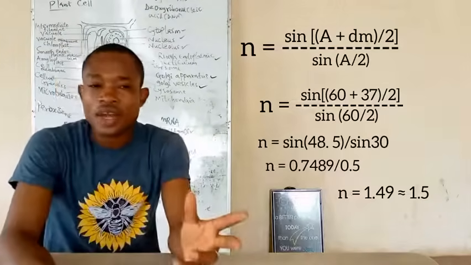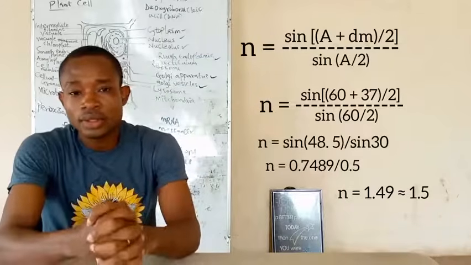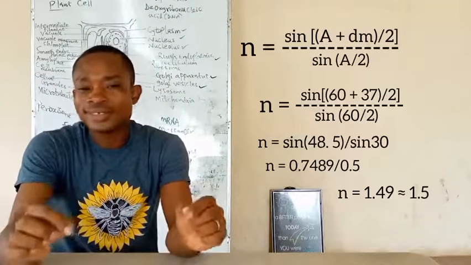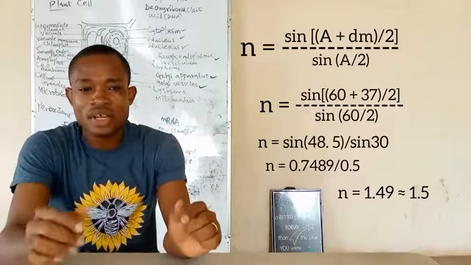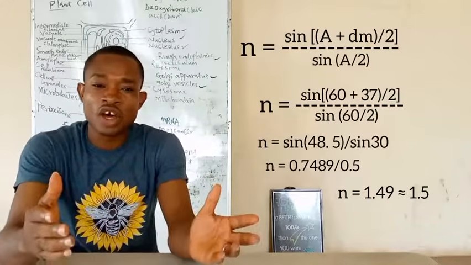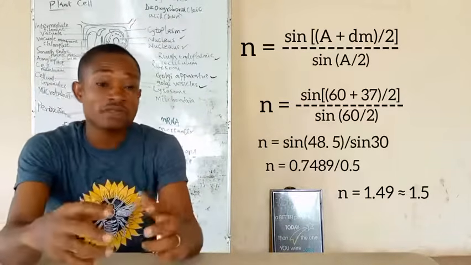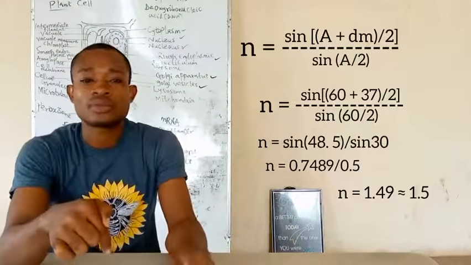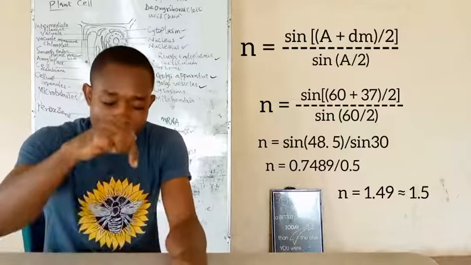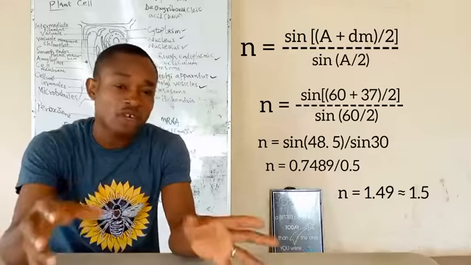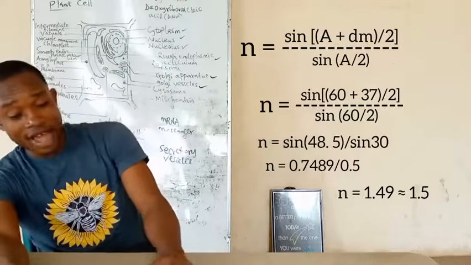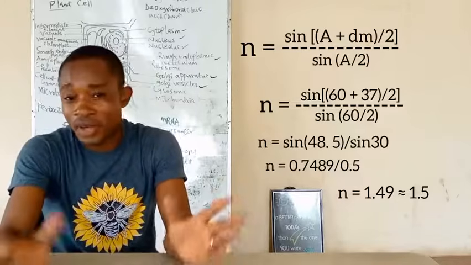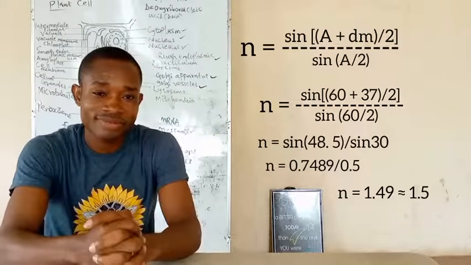Then another precaution that can be taken is to avoid error due to parallax when taking your measurements. When you are measuring the angle of emergence and the angle of deviation, it is expected that you look directly down in order to see exactly where the angle forms. If you look from the side, you may be committing error due to parallax.